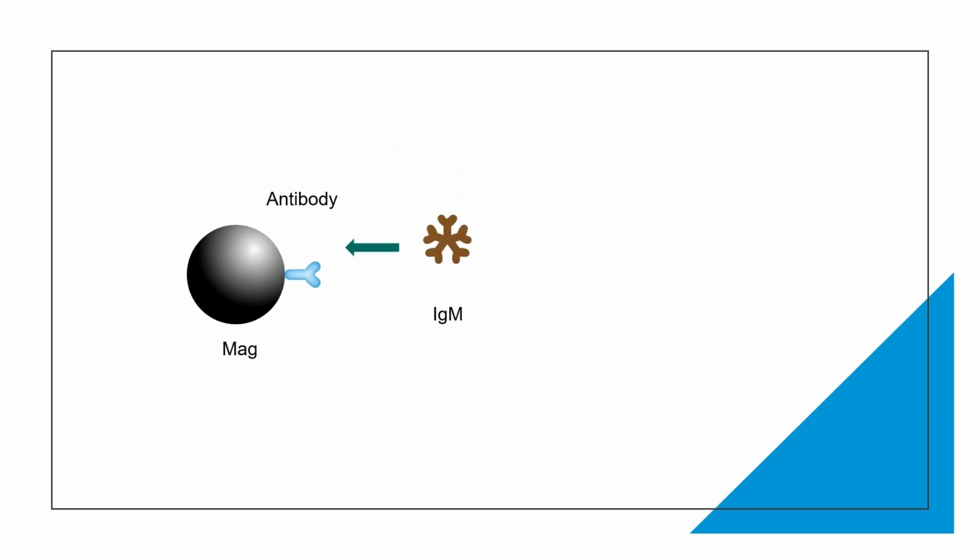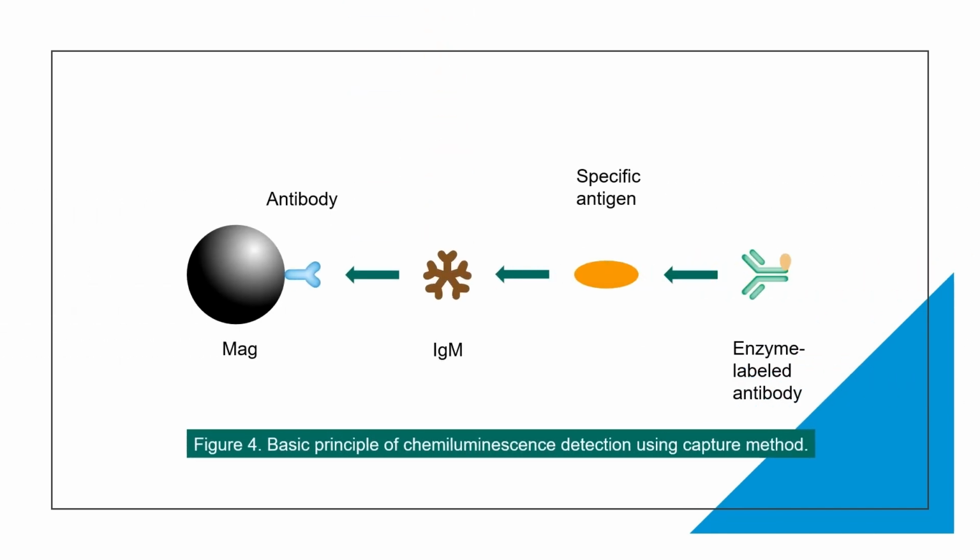The capture method. Specific IgM and specific IgG for certain antigens are often present in serum simultaneously, and the latter can interfere with the detection of IgM antibodies. Therefore, the capture method is often used to determine IgM antibodies. All serum IgM, including specific IgM and nonspecific IgM, are immobilized on the solid phase, and the specific IgM is determined after IgG is removed.